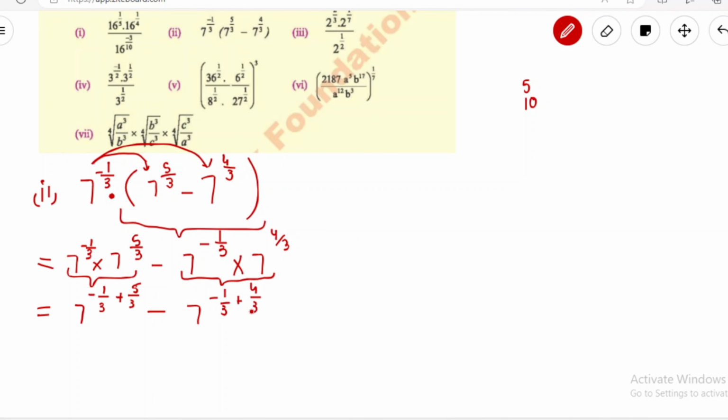Now if we want to add or subtract them, we need to make the denominator similar. The denominator is already similar, so 3 will remain as it is in the denominator, and in the numerator whatever we have will be written as it is, which is minus 1 plus 5. A similar thing will happen here as well. The denominator will remain similar and the numerator will become minus 1 plus 4, because whatever numbers we have in the numerator will be operated as it is.